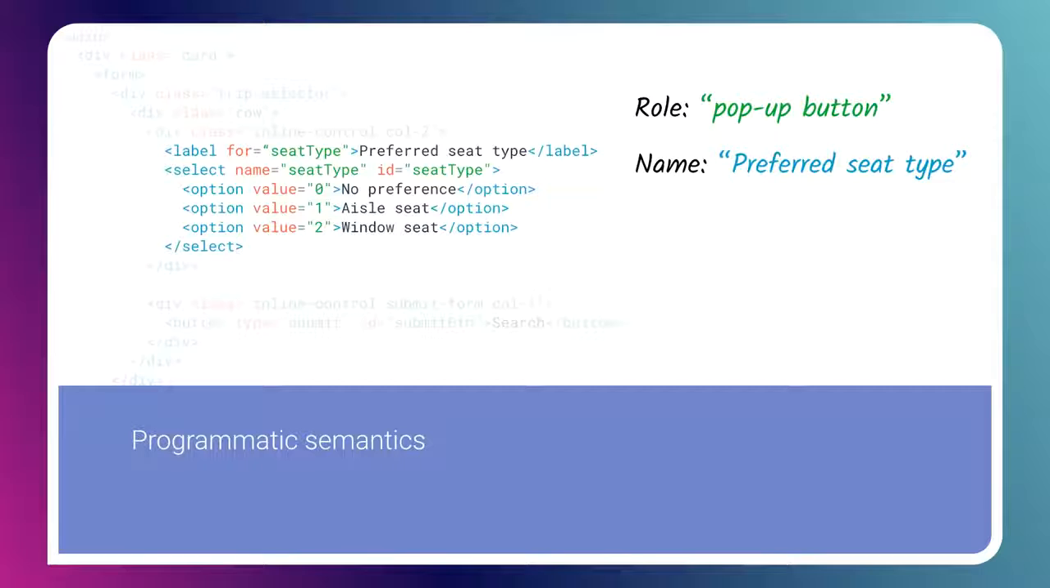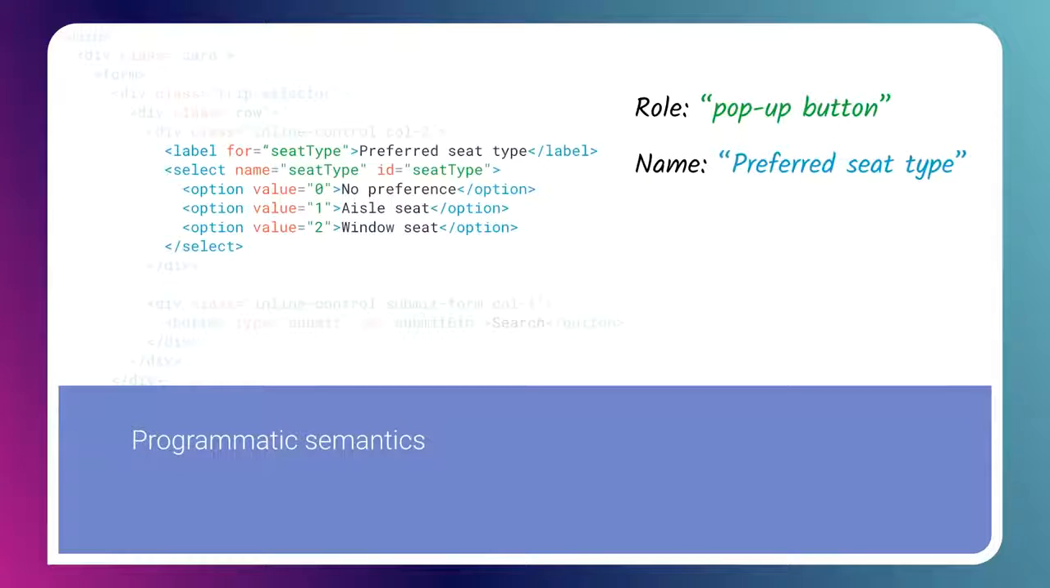An element is also going to have a semantic name. When I say name, I know there's a built-in name attribute in HTML that you use for submitting things to forms, but we're not quite talking about that sort of name. Instead, think of the name as more like the label for the control, if you will. So in this case, I actually have a label element that is associated with the select tag. So the name that it generates is preferred seat type.